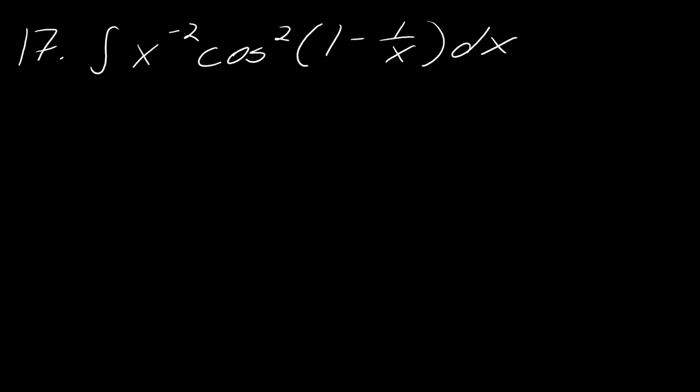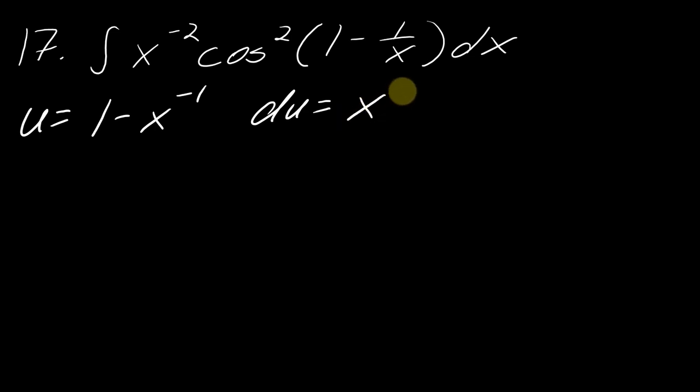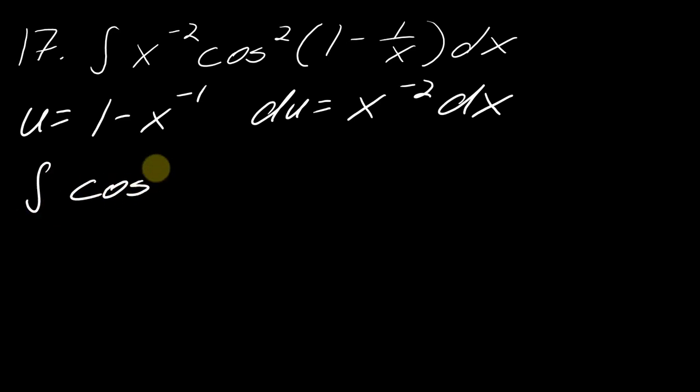Okay, so number 17 is another indefinite integral here. So this is another case of substitution. So for this one, my u is going to be 1 minus 1 over x. I'll write this as x to the negative 1. So then my du will be just x to the negative second dx. So this one's pretty nice in that we can just go ahead and make these very simple substitutions, but this one does have a little bit of a plot twist. So I go ahead and I substitute. So I get cosine squared u du, and now, boom, here's a new problem.